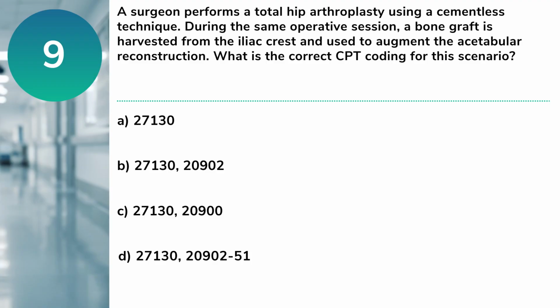Question 9. A surgeon performs a total hip arthroplasty using a cementless technique. During the same operative session, a bone graft is harvested from the iliac crest and used to augment the acetabular reconstruction. What is the correct CPT coding for this scenario? A. 27,130. B. 27130-20902. C. 27130-20900. D.